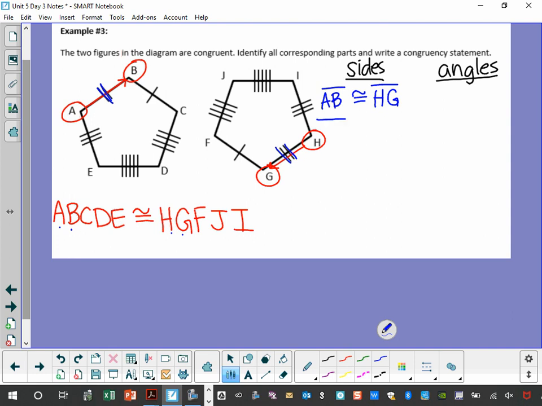What about Izzy, BC? What is BC congruent to? GF, good. Did you look at the picture or did you look at the congruency statement? Okay. So guys, there's no right or wrong way. You can do whatever works best for you. I personally like the congruency statement, but if you like to just match up your hash marks, go for it. All right, Joseph, CD is congruent to what? Yep, FJ. CD and FJ, good.